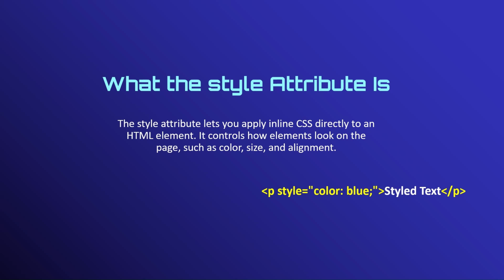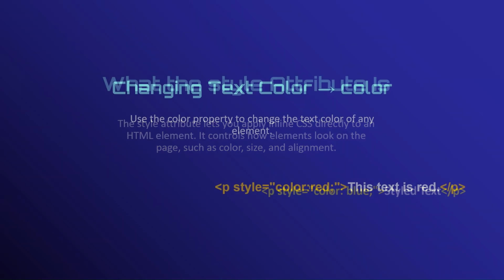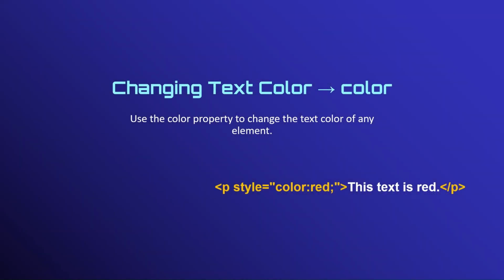We also have changing text color. We use the color property to change the text color of a particular element. So here we have the color to be red, so we are styling this particular element to take effect of red color. By the time we check on our browser, we see that this text is red, as this HTML styling attribute has changed the appearance of this particular content.